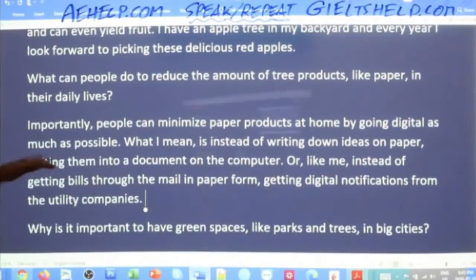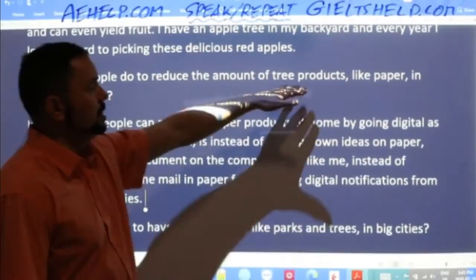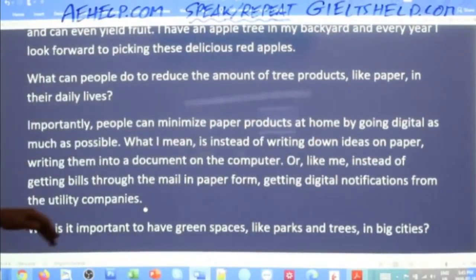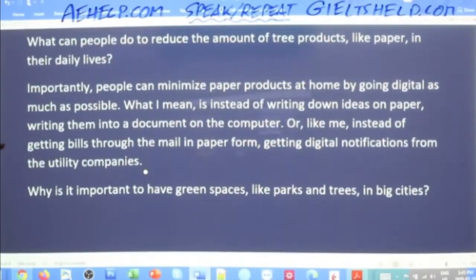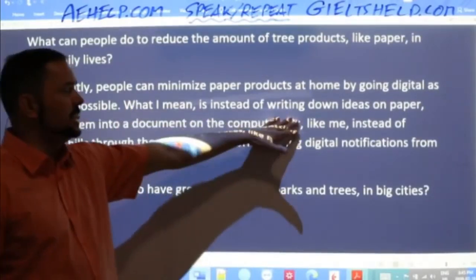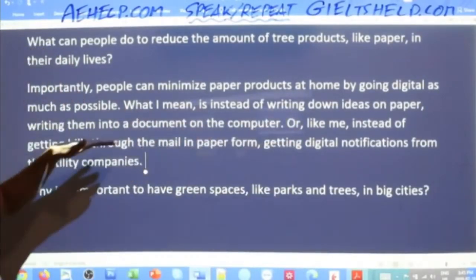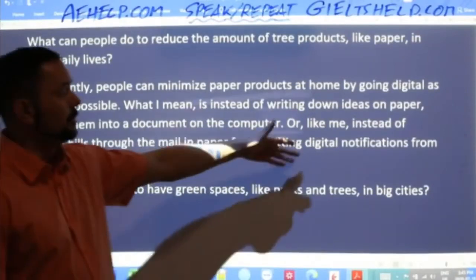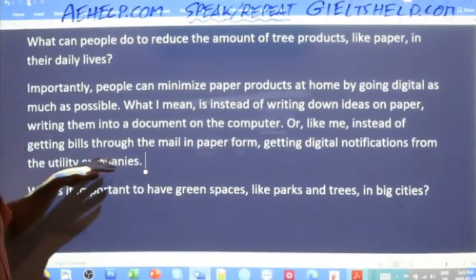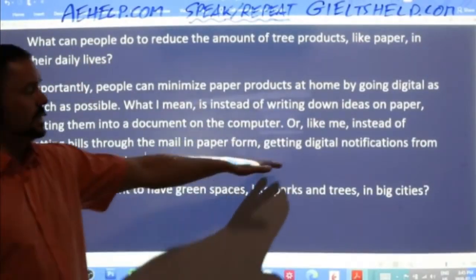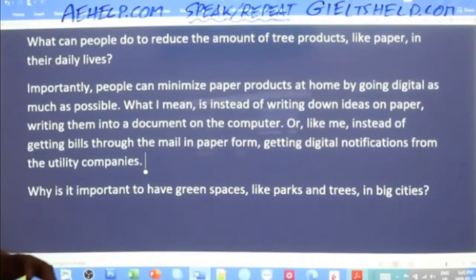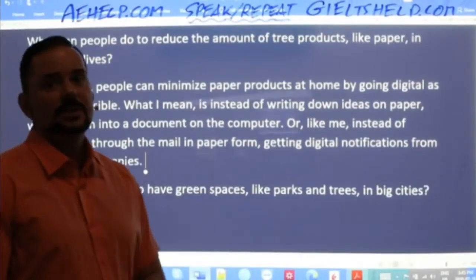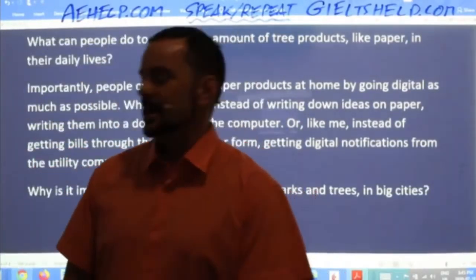Repeat after me. What can people do to reduce the amount of tree products like paper in their daily lives? Importantly, people can minimize paper products at home by going digital as much as possible. What I mean is, instead of writing down ideas on paper, writing them into a document on the computer. Or like me, instead of getting bills through the mail in paper form, getting digital notifications from the utilities companies. Okay, also bank statements, right?